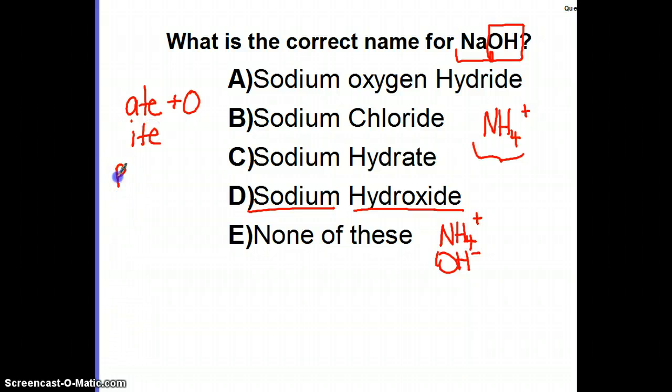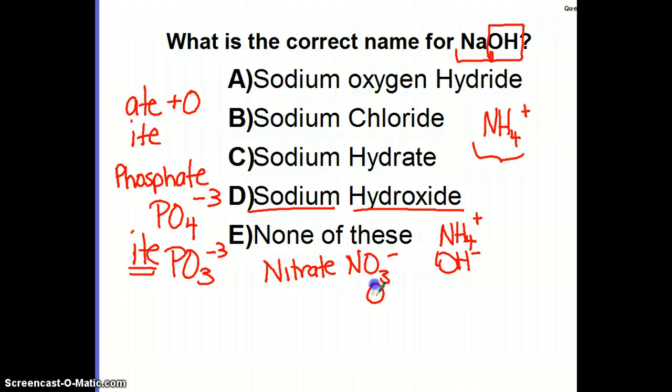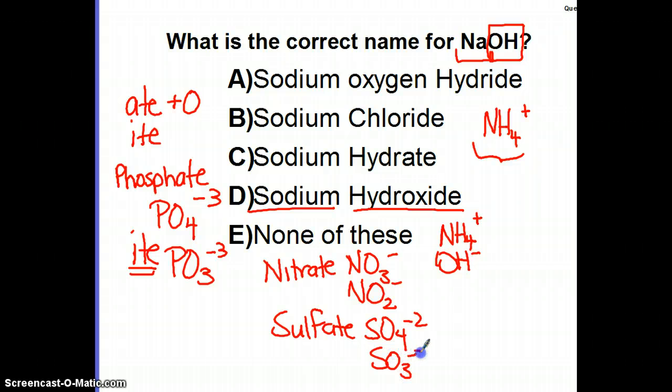So if you memorize phosphate, that's PO4 with a -3 charge. That means phosphite is going to be PO3 with the same charge. And we're going to see the same thing with nitrate, which is NO3 negative. Nitrite will be NO2 negative. Sulfate, which is SO4 -2. And sulfite is going to be SO3 -2. So if you memorize the ates, then you'll know the ites.